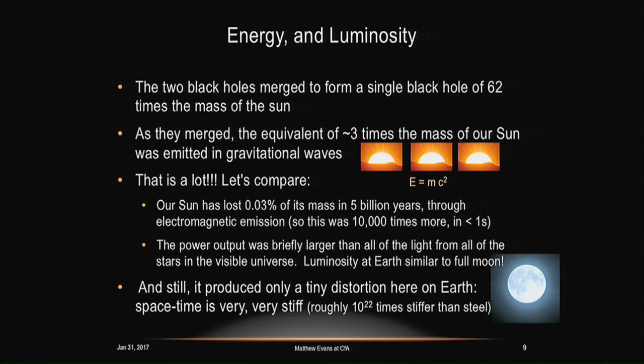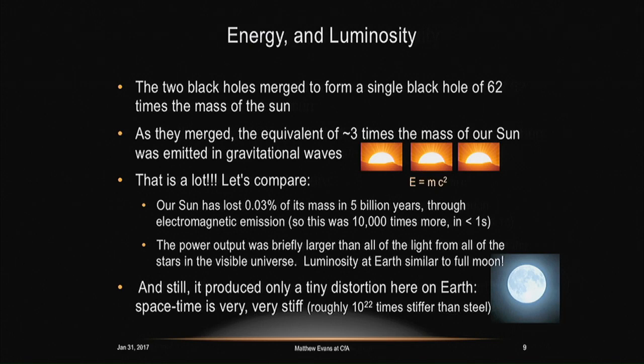So I calculated a couple of statistics to just try to bring this home. The first one is that our sun has lost 0.03% of its mass in 5 billion years. Here we were talking about 10,000 times more mass in less than a second, or 10,000 times more energy. Another way you can look at this is to take the electromagnetic output of all of the stars in the visible universe and add it all up. Do you get a power output which is higher than this event? The answer is no. This is actually brighter, in the sense of just energy output, than all the stars added up together.